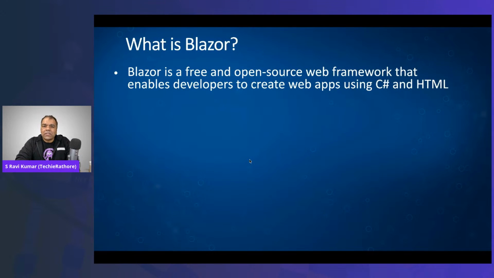So let's talk about what is Blazor. Blazor is basically a free and open source web framework, a SPA or single page application based web framework, to create web applications using C# and HTML. So it uses the Razor syntax. Many .NET developers will be familiar with the Razor syntax, which is used in MVC, be it ASP.NET MVC or ASP.NET Core MVC. The same Razor framework is used here in Blazor also.